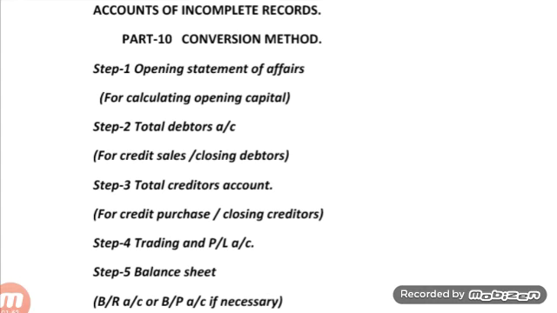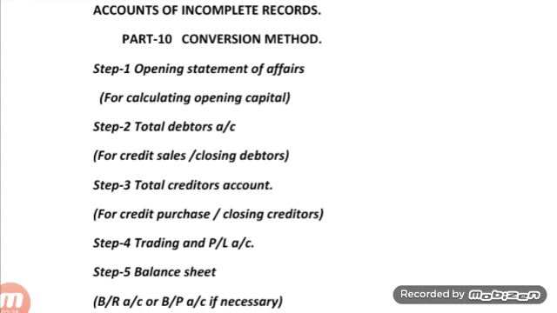The next step is the preparation of the total debtors account. By preparing the total debtors account, we will get the amount of credit sales, and the balance of debtors either in the beginning or at the end. This credit sales is necessary for the preparation of the trading account and the closing balance of debtors is necessary for the preparation of the balance sheet.